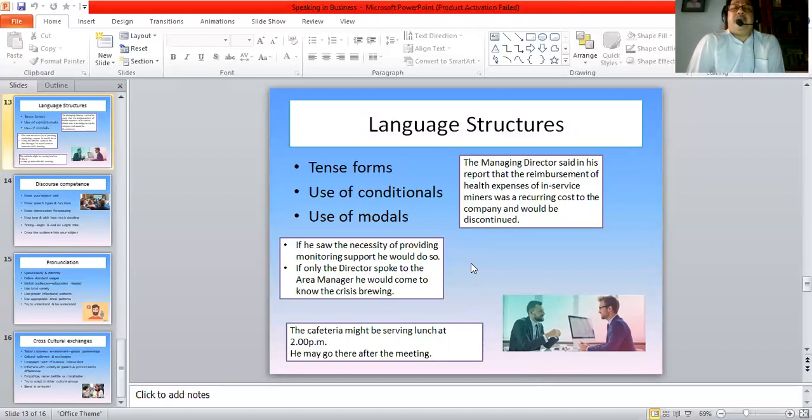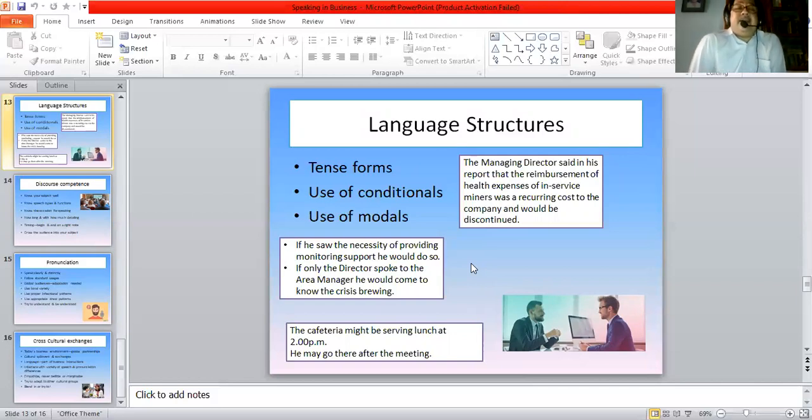The use of appropriate language structures also is important, and most important over here is to know the proper tense forms, the use of conditionals and modals. For example, I can say that the managing director said in his report that the reimbursement of health expenses of in-service mariners was a recurring cost to the company and would be discontinued.